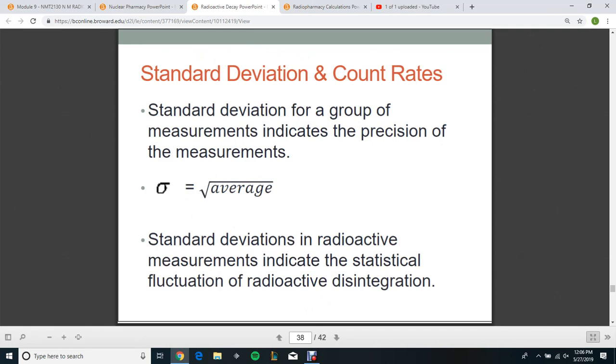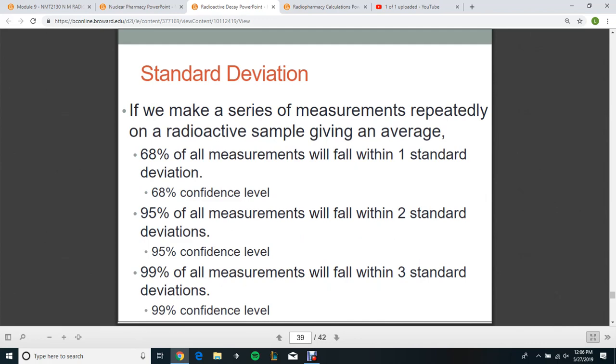Standard deviation and count rates. Standard deviation for a group of measurements indicates the precision of the measurements. The standard deviation is equal to the square root of the average. Standard deviations in radioactive measurements indicate the statistical fluctuation of radioactive disintegration.